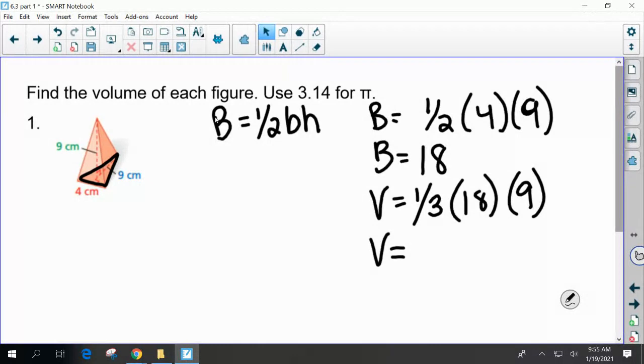How'd you get 18? 54. And then it would be centimeters, and what do we have to label it? Cubed, because volume is 3 dimensions. We get 18 from 1/2 times the base times the height. So 9 times 4 times half is 18. Yeah, because 9 times 4 is 36. Yes, and half of that's 18.